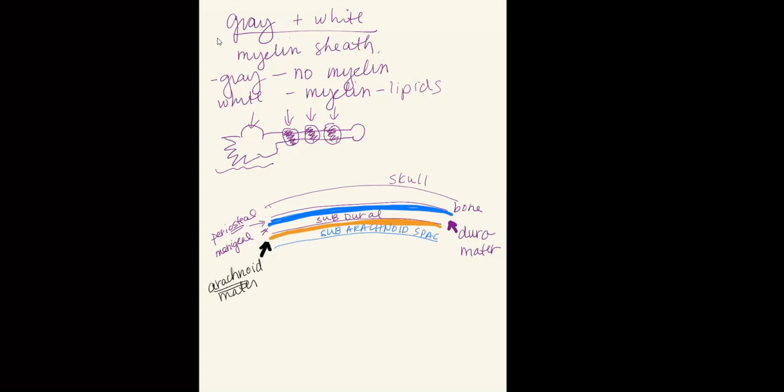And there'll be cerebral spinal fluid in there. So CSF will be in there. Okay, and then the next layer is actually going to touch the brain, and it's laying right on top of it. And that's the pia mater. And pia mater, so that's the delicate mother. That's the soft.